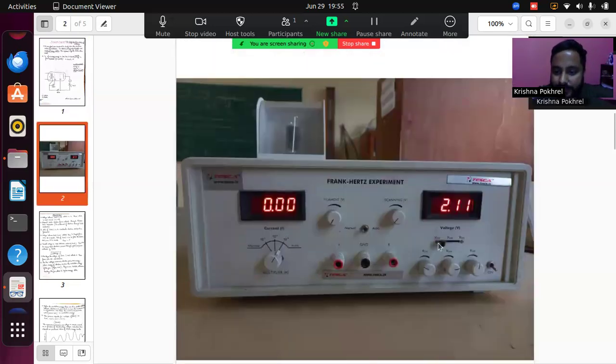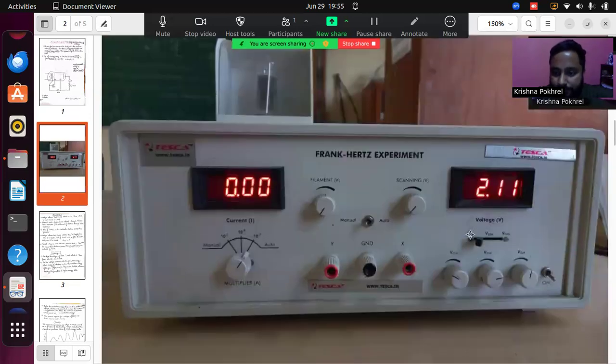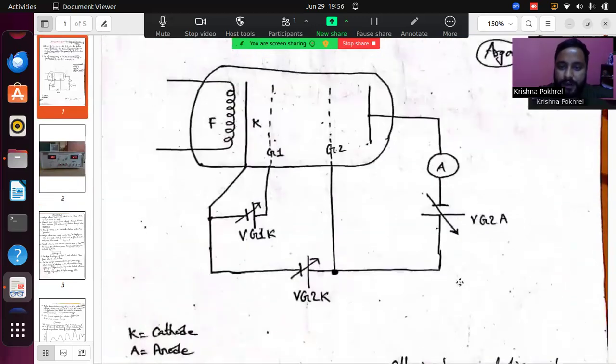VG1K is over here. Let me zoom in a little bit more. I hope it will be clear. This is VG1K. We will switch on this setup at first by connecting it to the power source, and we'll take it to VG1K and operate this value of VG1K. I will tell you later how to operate it.